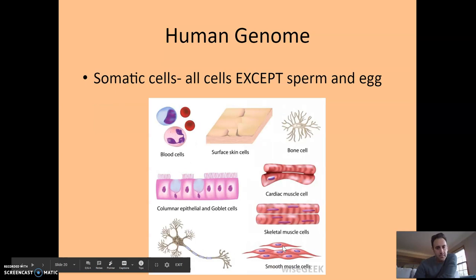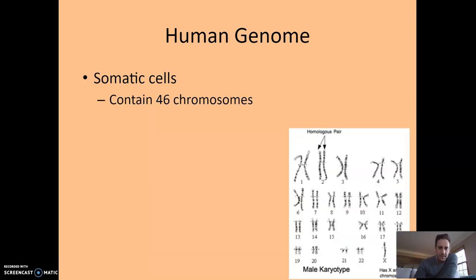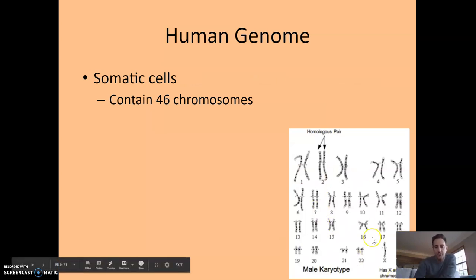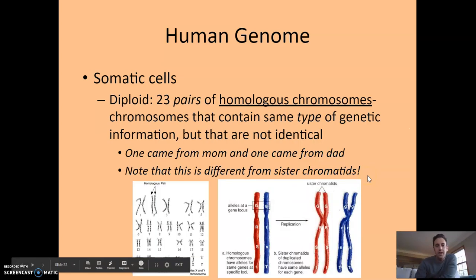Somatic cells are all the cells in your body except sperm and egg, and somatic cells contain 46 chromosomes, all the chromosomes pictured there. They are diploid cells, which means those 46 chromosomes are arranged in pairs, and we call those pairs homologous.